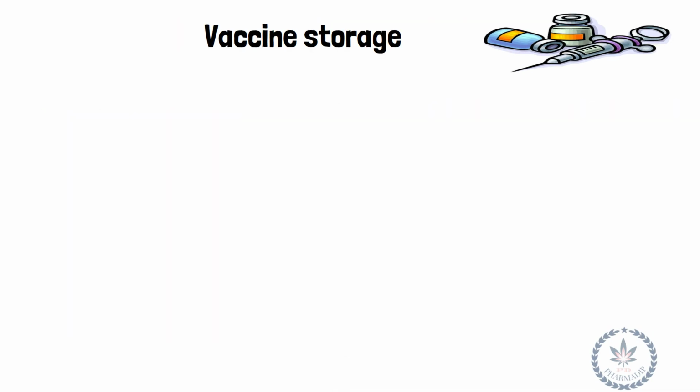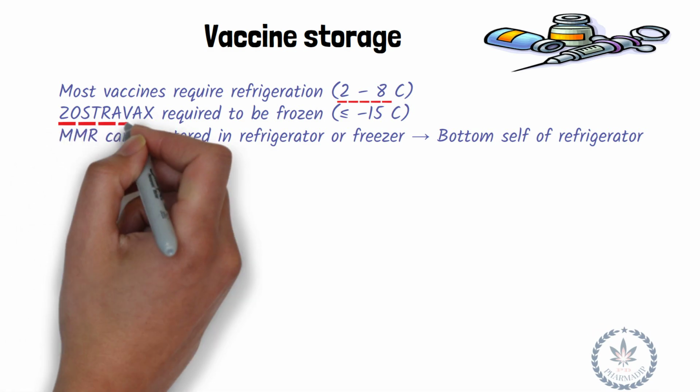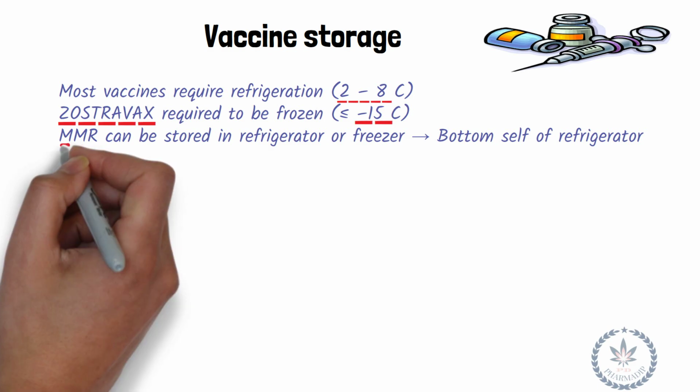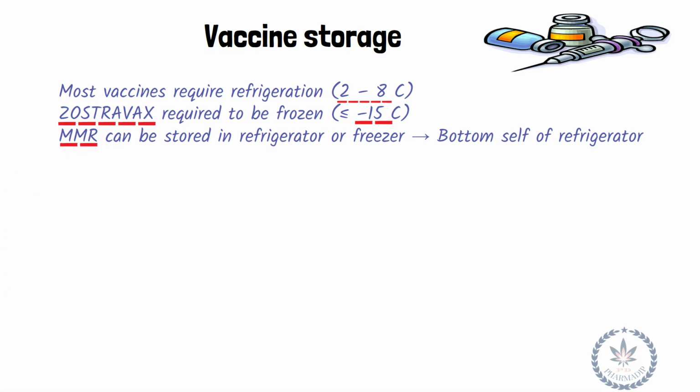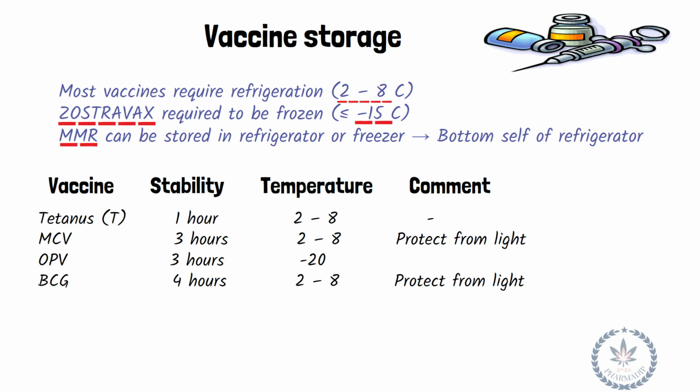Vaccine storage. Most vaccines require refrigeration at 2 to 8 degrees Celsius. Zostavax is required to be frozen at a temperature less than or equal to -15 degrees Celsius. MMR can be stored in the refrigerator or freezer, or on the bottom shelf of the refrigerator. Now let's look at the temperature required for vaccine stability. Tetanus vaccine stability is 1 hour. It should be stored at 2 to 8 degrees Celsius.